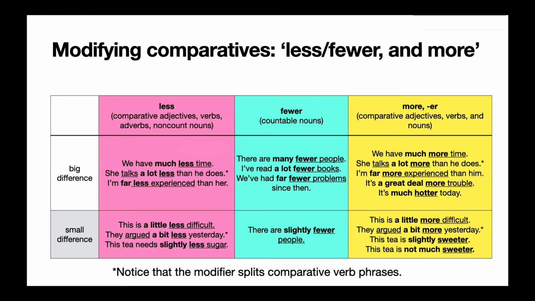So this chart looks really complicated, but it's not really. The first two columns show less and fewer. Now remember, fewer is used with countable nouns. And then the last column shows more and ER.